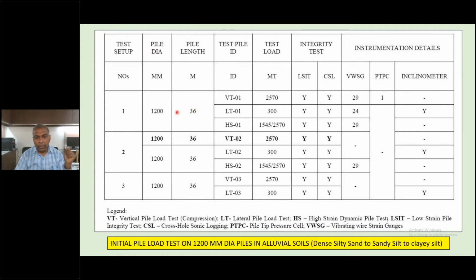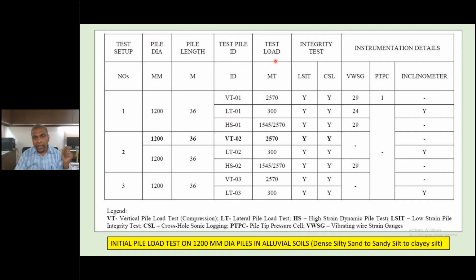So these tests were, as I told you, in soil that varied from dense silty sand to sandy silt to clayey silt, and these were all initial pile load tests, performed on 1.2 meter diameter piles, and the length of the pile was 36 meters all along. The tests conducted were 3 vertical pile load tests, VT1, VT2 and VT3, 3 lateral load tests, LT1, LT2 and LT3, and 2 high strain tests, HS1 and HS2.